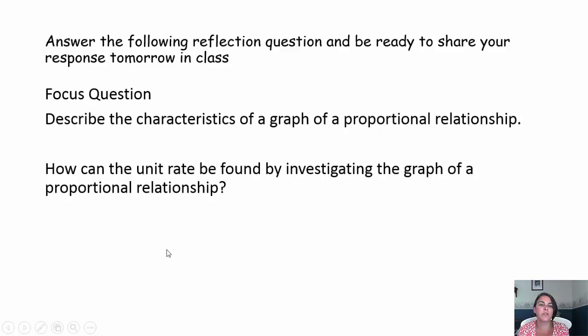Okay, tonight's focus question. I need for you to describe the characteristics of a graph of a proportional relationship. If you see a graph, how do you know you have a proportional relationship? And how can the unit rate be found by investigating the graph of a proportional relationship? We discussed both of those tonight. Do a nice write-up, bring it to class tomorrow.